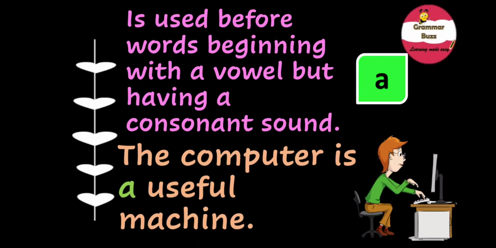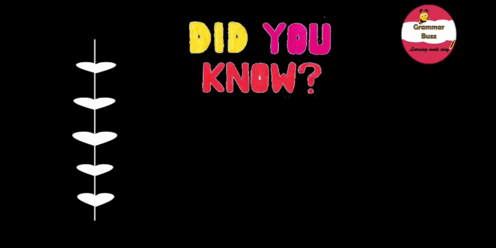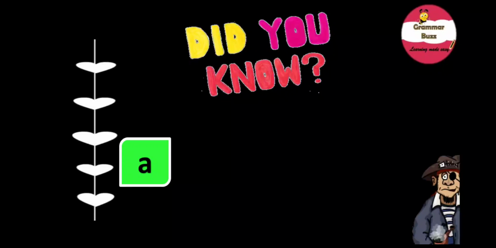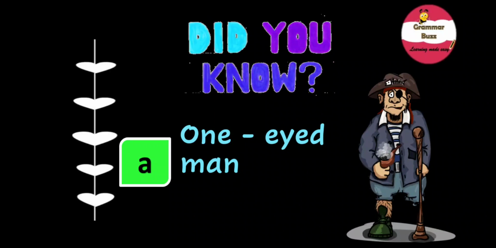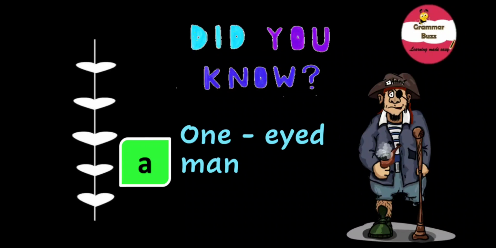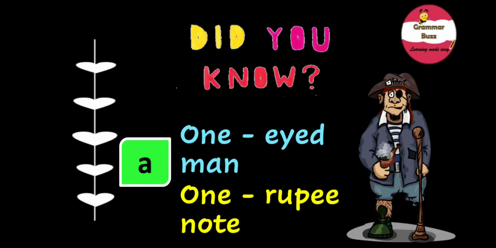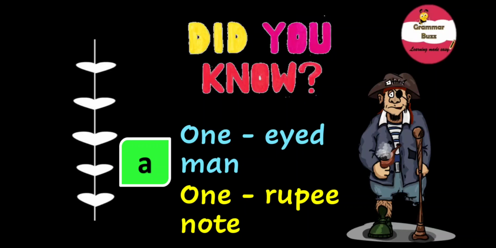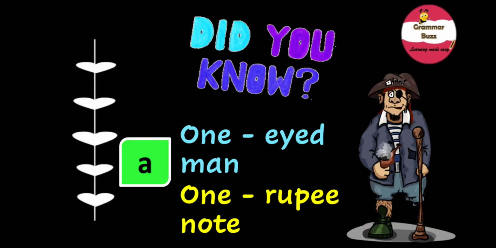Other such words are useful, uniform, union, unicorn, university, European. I think you have quite followed it. Hey, did you know that we use article A with 1? Remember, we always say a one-eyed man, a 1 rupee note, because 1 begins with the consonant sound of W.